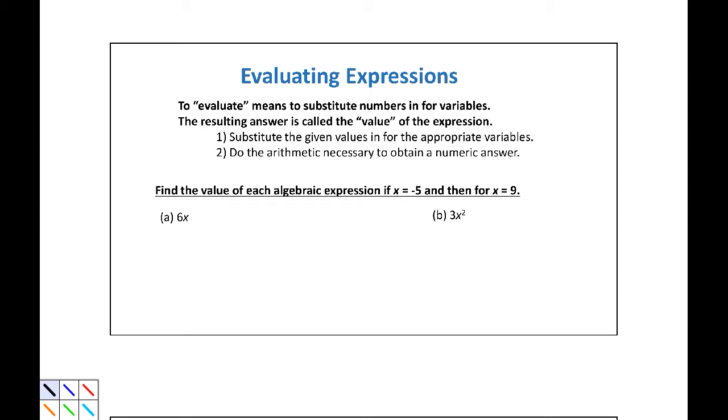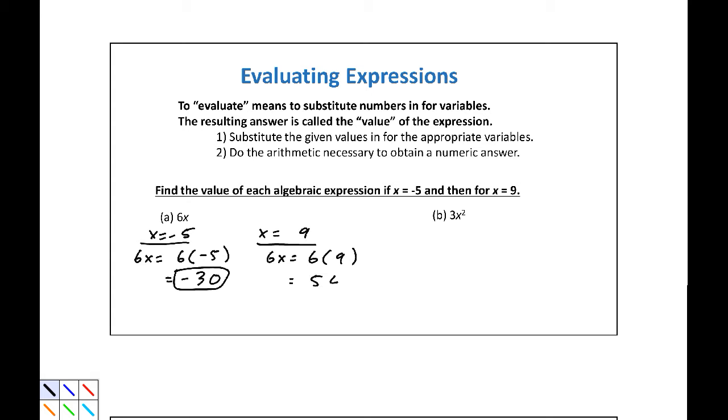So in our examples here, we have find the value of each algebraic expression if x equals negative 5, and then for x equals 9. The first expression we have is 6x. So if x equals negative 5, then 6x would be equal to 6 times negative 5, or negative 30. If, on the other hand, x equals positive 9, which is our second case, then 6x would be equal to 6 times 9, replacing x with 9, which would give us a value of 54.